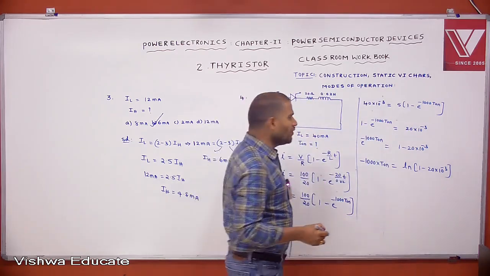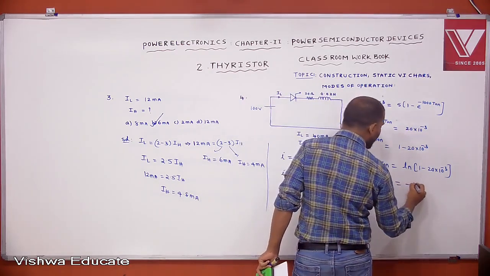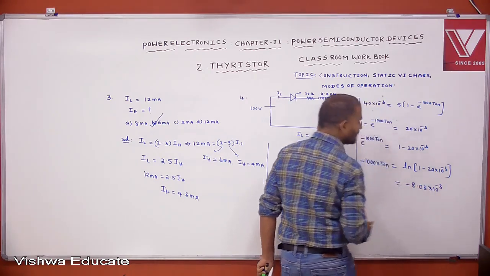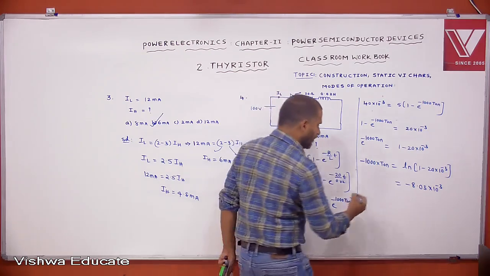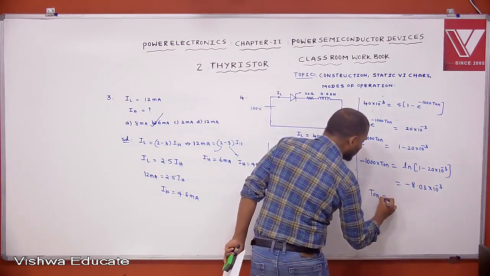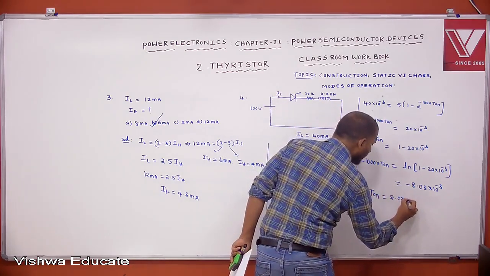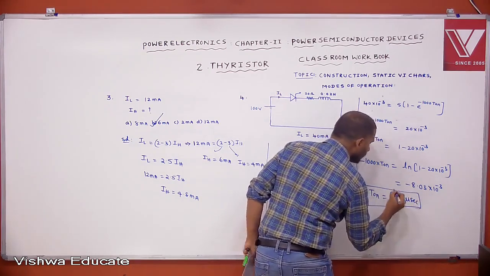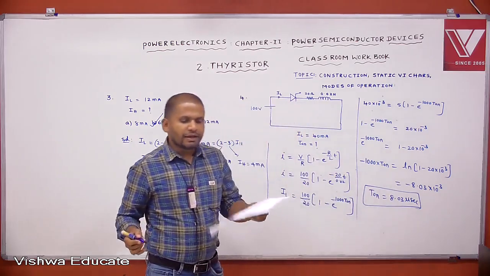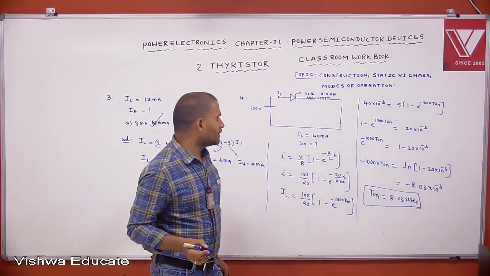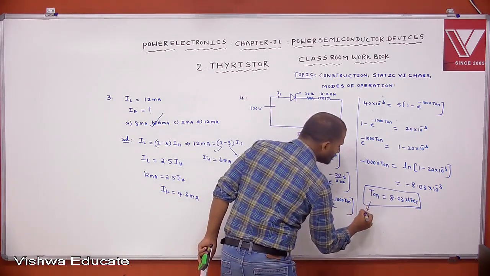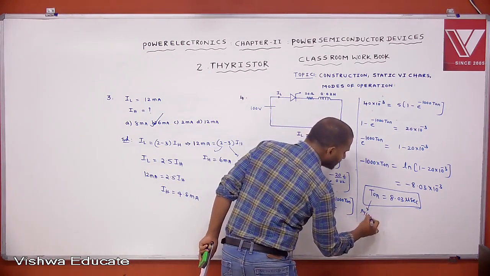If you simplify this one, what do you get? Minus 8.03 into 10 to the power of minus 3. Then from this, what is the T on we can get? 8.03 microseconds. This T on we can get, 8.03 microseconds. This is the minimum gate pulse width.